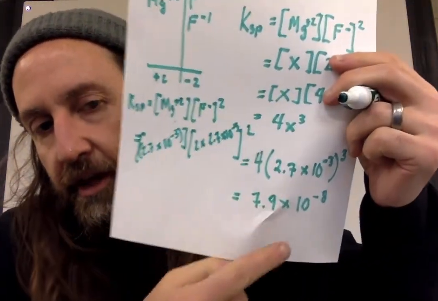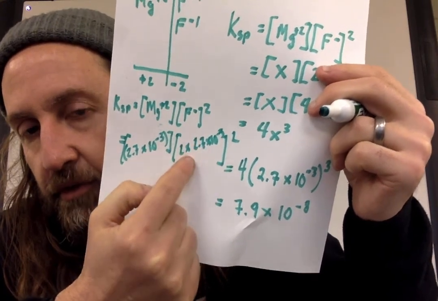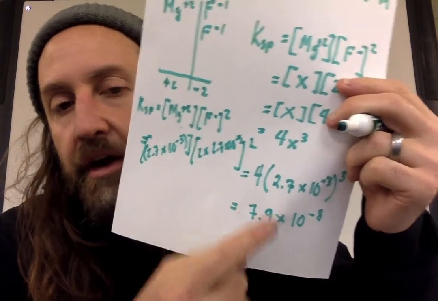And that's how you do one of these simply. Now, the other way you could approach it is, and I'm just going to do it down here in the corner, so it might be a little small. KSP, Mg plus 2 F minus squared. You just put that 2.7 times 10 to the negative 3, and then you go 2 times 2.7 times 10 to the negative 3, like that. I like doing it with x's better, but you could plug in that 2.7 times 10 to the negative 3, and then 2 times 2.7 times 10 to the negative 3, square it, and then multiply them together. I think this is quicker, honestly.